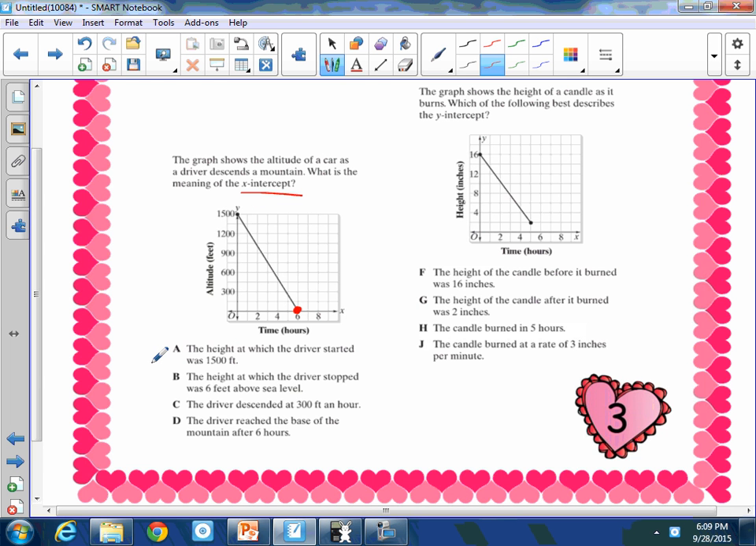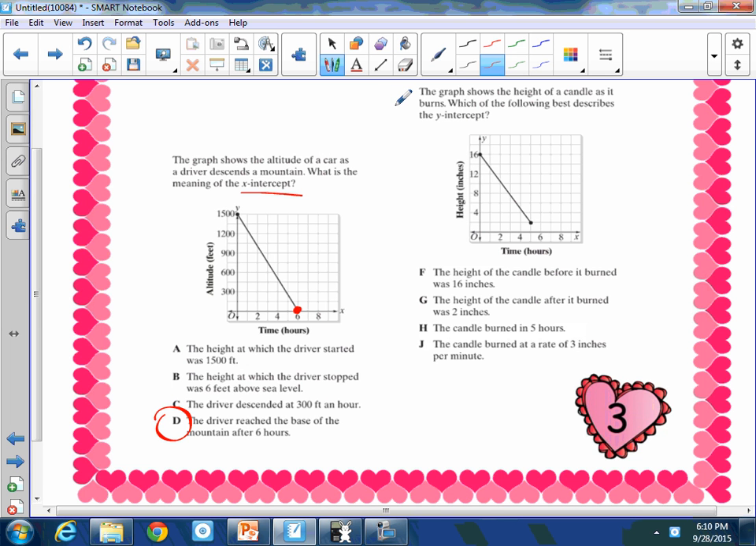So let's see which one is that answer. The height at which the driver started? No, that's not. The height at which the driver started is actually your y-intercept, because that's your starting point. The height at which the driver stopped was 6 feet above sea level. The driver descends at 300 feet an hour, or the driver reached the base of the mountain after 6 hours. There you go, because you go all the way down.